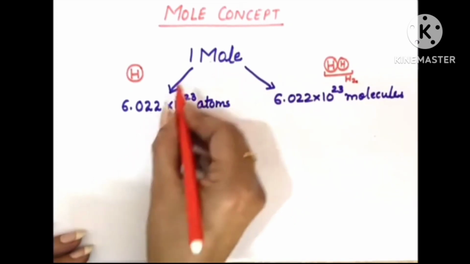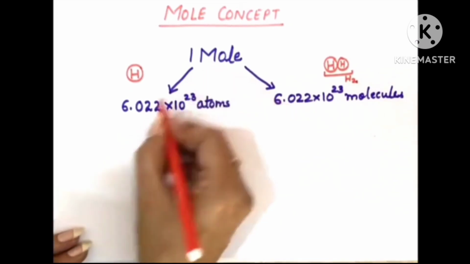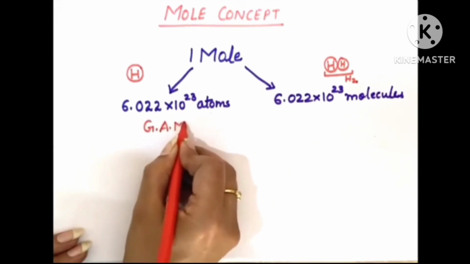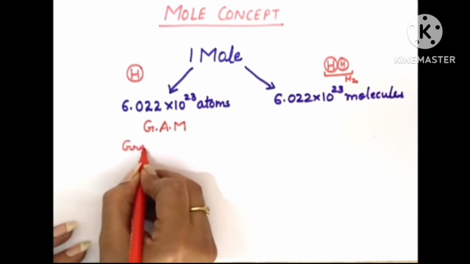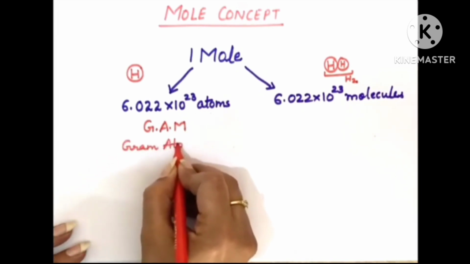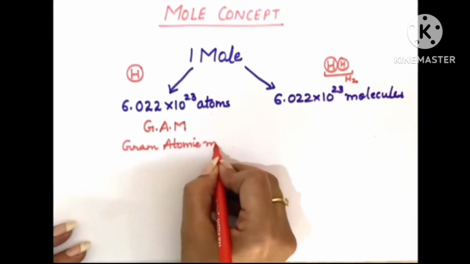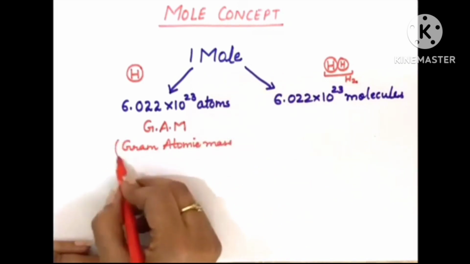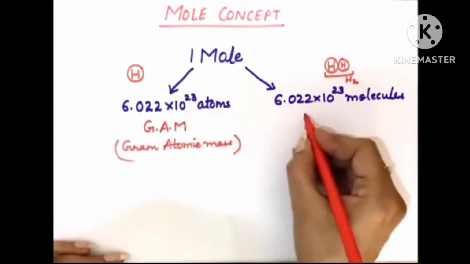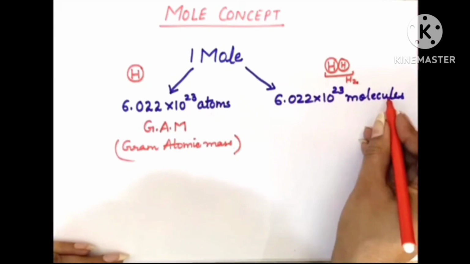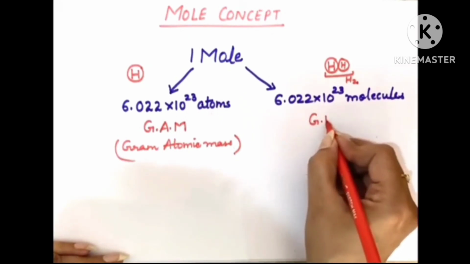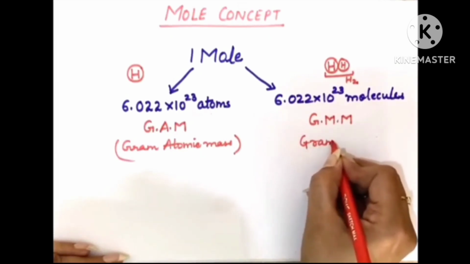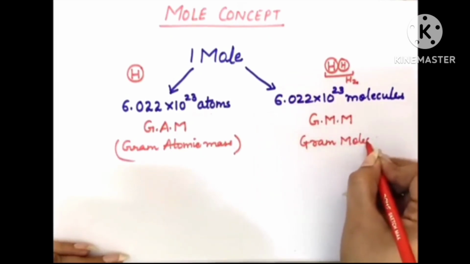The mass of these many atoms, 1 mole of an element, is also called gram atomic mass. This is also known as gram atomic mass. We have already done that atomic mass is the mass of atoms, or we can say the mass of an element. So this is called gram atomic mass. And if we take the mass of these many molecules, that is called gram molecular mass.